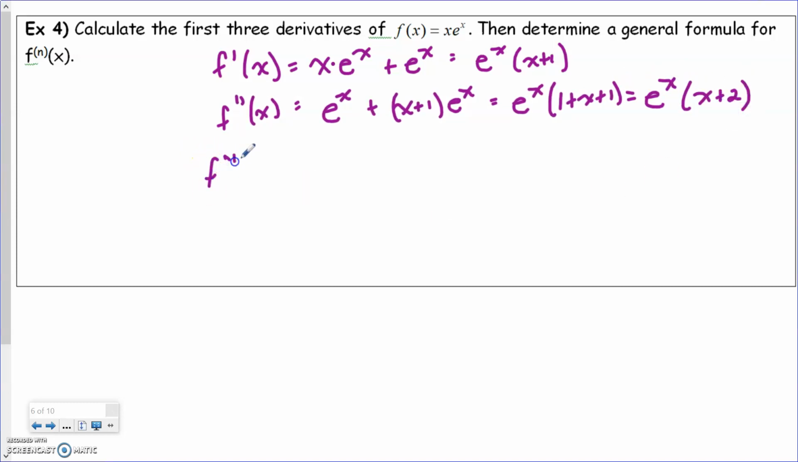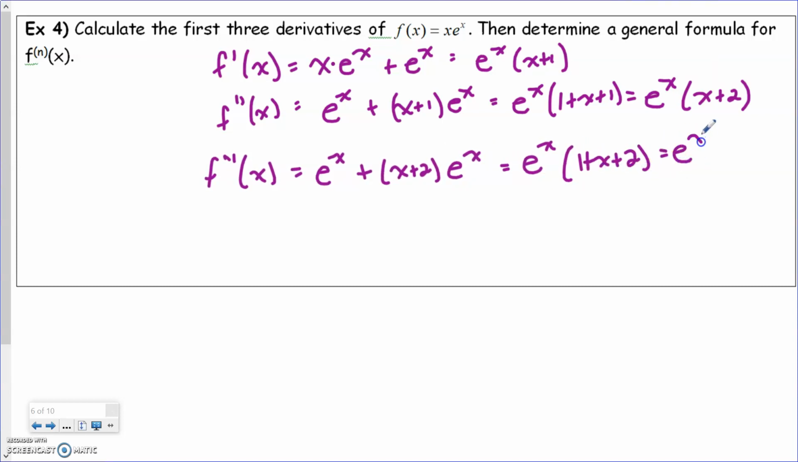And then the third derivative is going to be 1d2 plus 2d1. And then I'm going to factor out an e to the x, so I get 1 plus x plus 2. So hopefully you're seeing a pattern there. So f^(n)(x) is going to equal e to the x times x plus n. Okay, so our number just keeps increasing in our parentheses there.